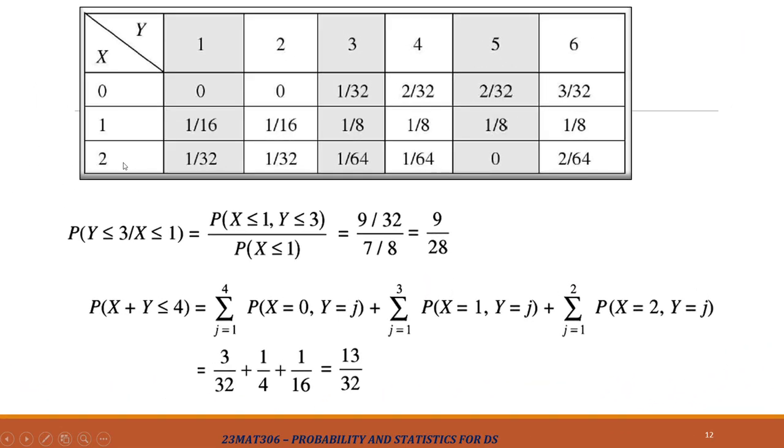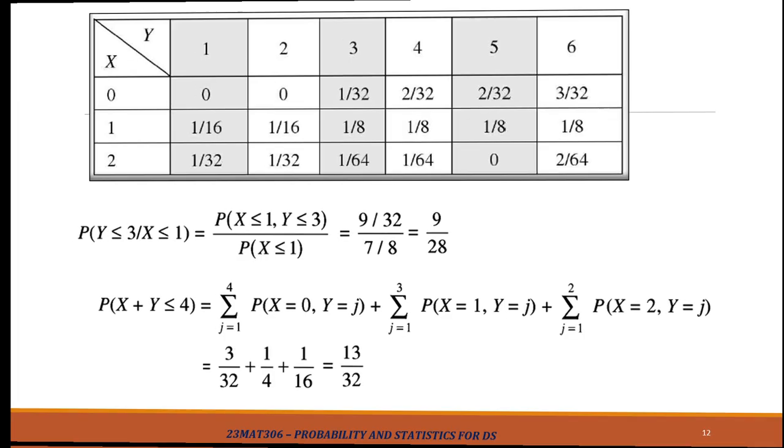Next, with respect to 2 means, x is equal to 2 means we have to add the y values, 2 plus 1, 3, 2 plus 2, 4. So we have to restrict the third term with respect to 1 to 2. Likewise, we have to calculate the summation values.